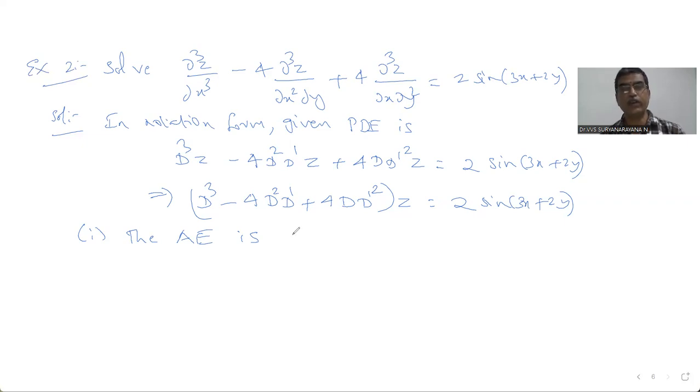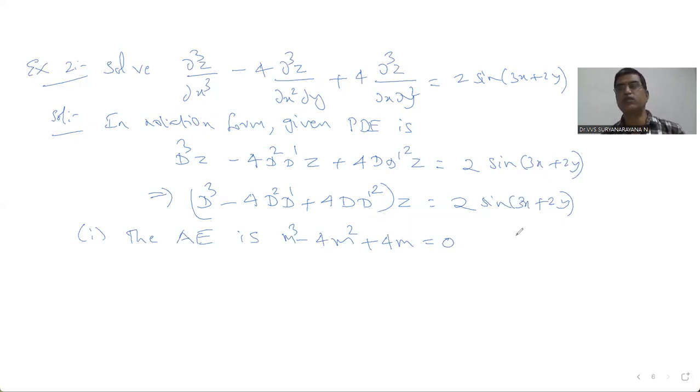See, I'm not explaining why we have to replace D with m, D dash with 1. That is the interest of a science student. For engineering students, procedure is required, and after understanding this, we have to apply. So the auxiliary equation is m cube minus 4 times m square into 1 plus 4 times m into 1 square equal to 0. Simply replace D with m and D dash with 1.